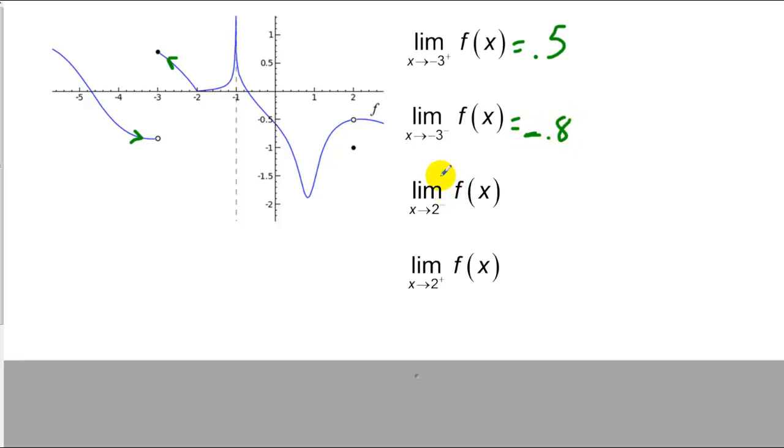And now we'll look at, as I approach 2 from the negative side, meaning I'm over here and approaching 2, it appears that my y value is getting closer and closer to -0.5. As I approach 2 from the positive side, my y value is getting closer and closer again to 0.5. So you'll notice in this case, as I approach from the left and as I approach from the right, I end up with the same limit value.